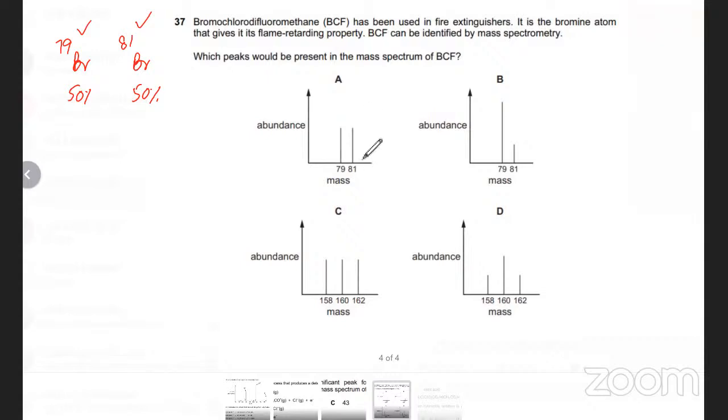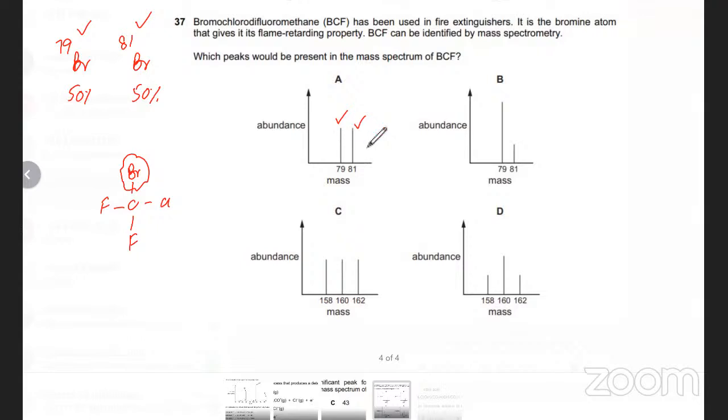So that means this graph is fine. It was bromo, chloro, difluoromethane, right? So one bromo, one chloro, and difluoromethane. If you were to detect this bromine fragment, there would be 2 types of bromines with 2 different masses. You'll detect a particle with a mass of 79, and at the same time, you would also detect a particle with a mass of 81, and they would have equal abundance. Let's say you detect 10 of these, you'll also detect 10 of these as well. There's equal probability, right? So this graph probably looks correct.